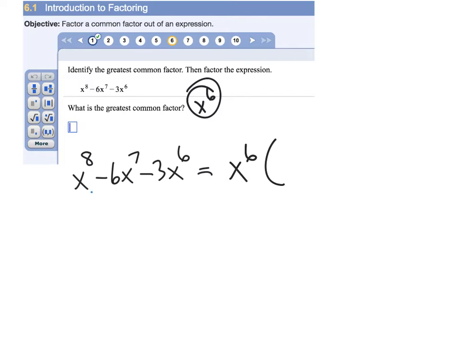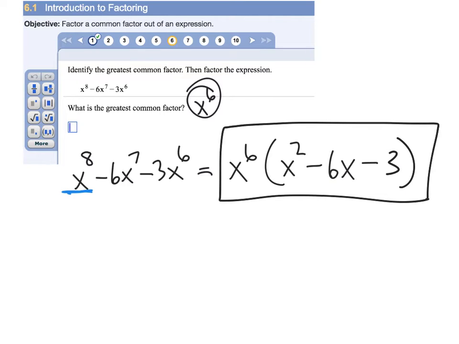So that's what we get to factor out. So when I factor out x to the 6th from this first term, I'm left with x squared minus, when I factor out an x to the 6th, I'm left with an x, 1 extra x. So that's going to be minus 6x. So there's my minus 6x. So that minus just comes over, and I've got a 6x, and then I've got a minus. And when I factor out the x to the 6th power, I'm left with just a 3. So it's minus 3. And there is my factored form.